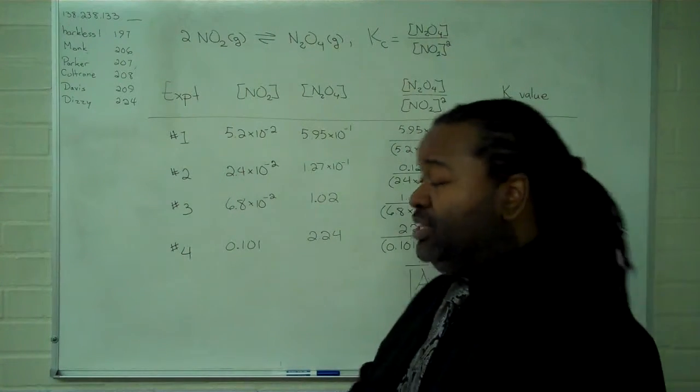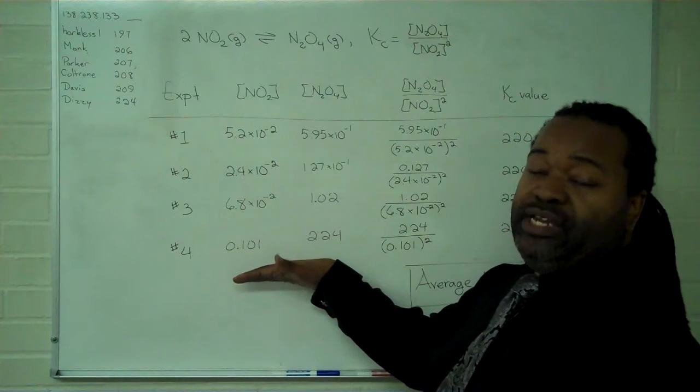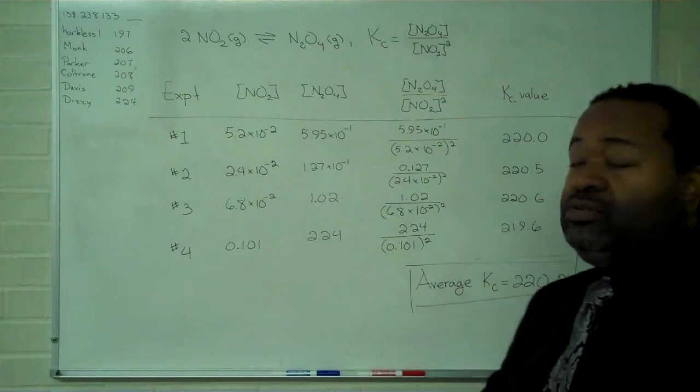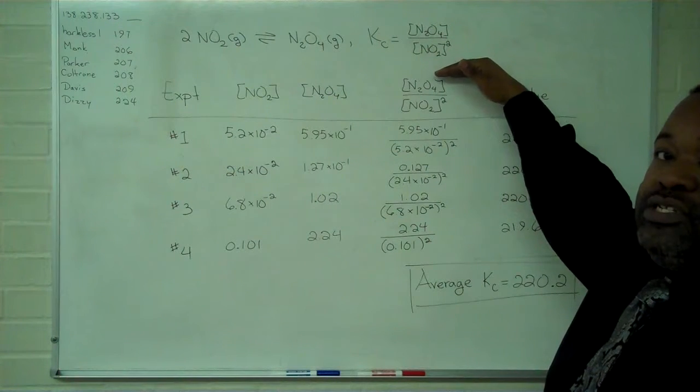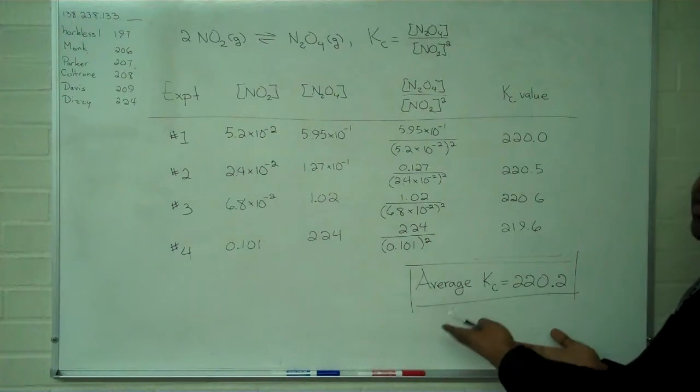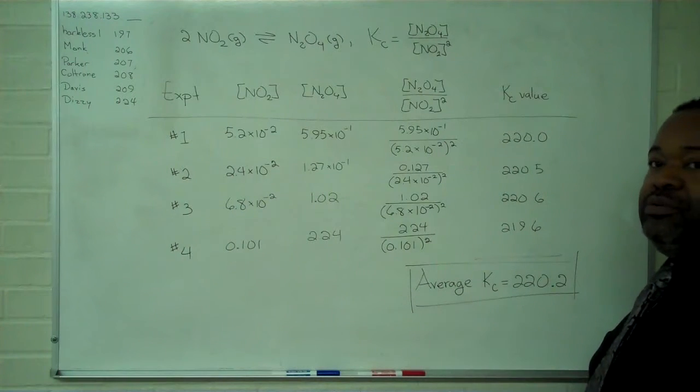And this shows us how we can take actual data for concentrations at equilibrium, using what we know from the balanced reaction and the equilibrium constant expression, to determine an average value for the equilibrium constant itself.